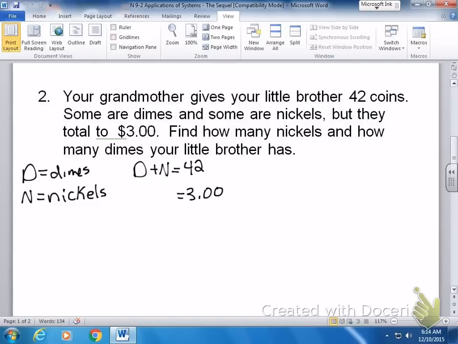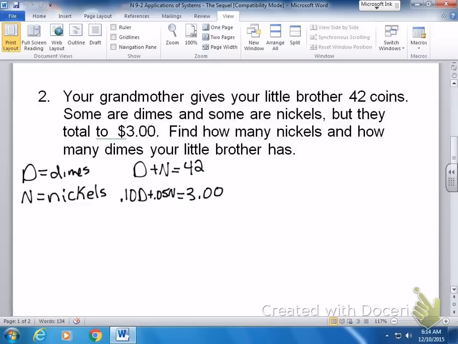Now a dime is 10 cents, and this is kind of a trick. So I'm going to have to take 0.10 and multiply that by the number of dimes I have, and add to that 0.05, because the nickel's 5 cents, times the number of nickels I have. If I add that together, I get $3. And now we have our system.